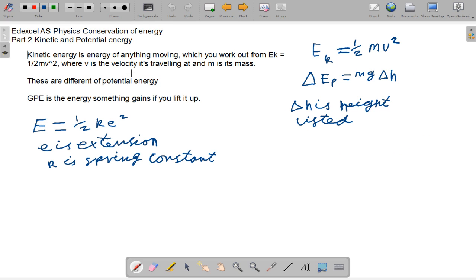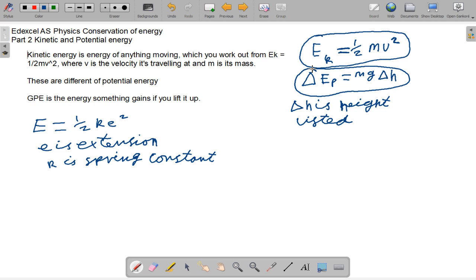So kinetic energy is the energy of anything moving. The physics way to do it is to use EK equals half mv squared, where v is the velocity it's travelling at and m is the mass. And there are lots of different types of potential energy, like gravitational and elastic potential energy. Gravitational potential energy is the energy something gains if you lift it up. You can work that out by using the change in potential energy, which is equal to mg delta h. We came across this before when working out problems.